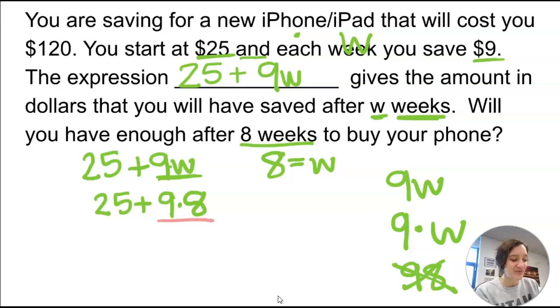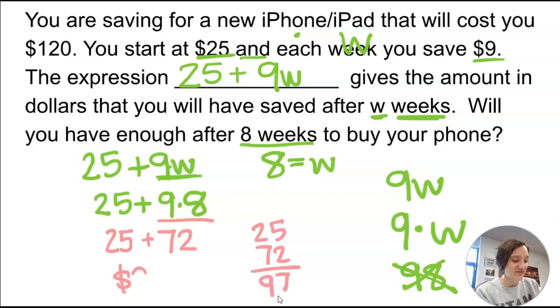Order of operations says I'm going to multiply first, and then I will add: 25 plus 72 is $97. And how much did you need? That's right. You need $120. Do you have enough after 8 weeks? No, just a few more weeks before you will get the $120 that you are wanting.